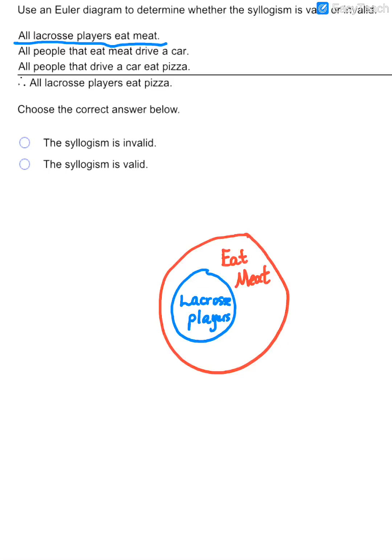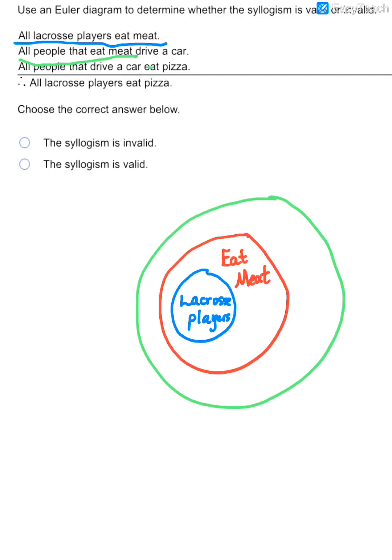Now, the next sentence states that all people that eat meat, so we've got the red circle representing those people, well, it says they drive a car. So that circle is contained totally within another circle that represents all the people who drive a car. And again, they're not the only people who drive a car, but it said all the ones who eat meat drive a car, so that circle is contained totally inside of the other.